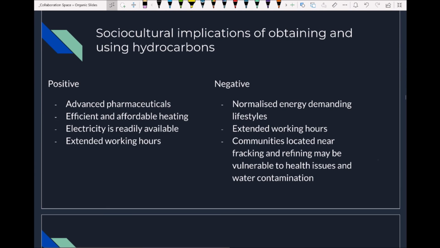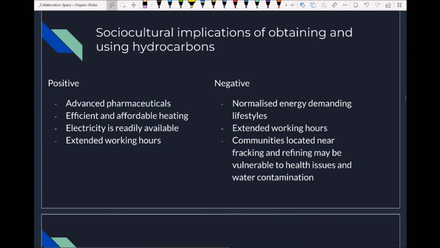Okay, so sociocultural implications of obtaining and using hydrocarbons. Positives: advanced pharmaceuticals, efficient and affordable heating, electricity is readily available, and extended working hours as a result of that. I mean, being able to work beyond daylight hours. Now the negatives. Normalized energy demanding lifestyle. We get very used to this, and really it's been quite a sudden change for humans, and I guess we haven't really had a chance yet to see what those effects are, or I guess we do see that in issues such as insomnia.